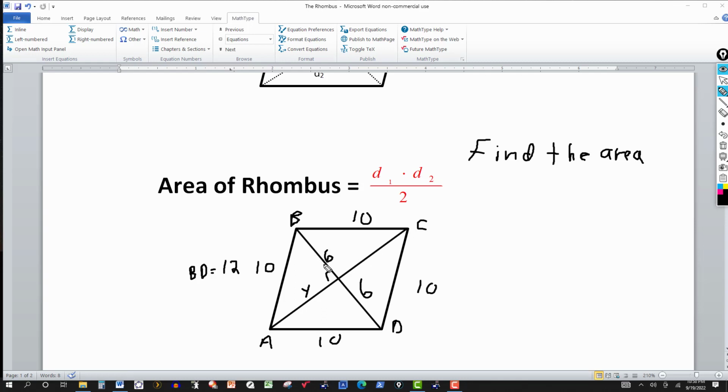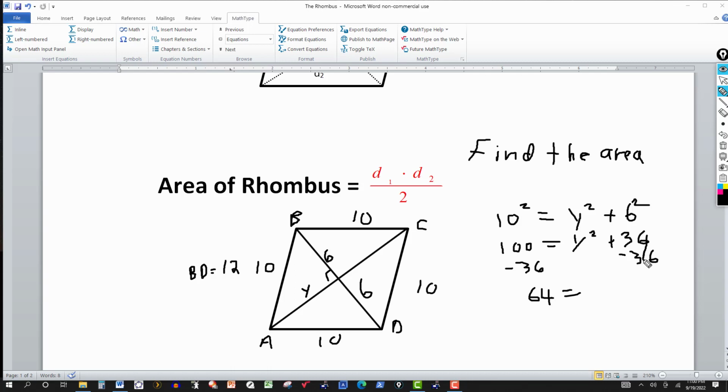So again, right triangle, Pythagorean theorem. We take the hypotenuse, which is AB right here, so it'd be 10 squared. 10 squared should equal the sum of the squares of the legs of this triangle, which are 6 and Y. So this would be Y squared plus 6 squared. So 10 squared is 100, then 6 squared is 36. Subtract 36 from both sides. 100 minus 36 is 64. These cancel out over here. So I get Y squared is equal to 64.